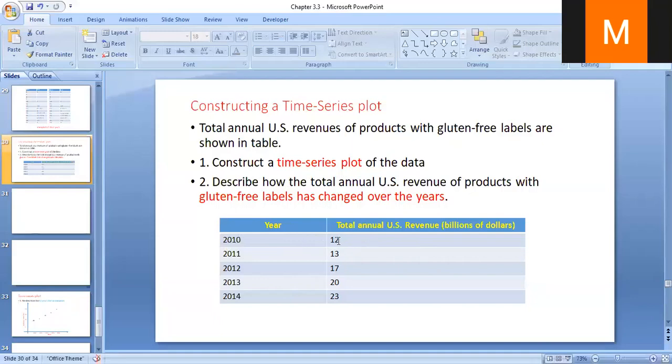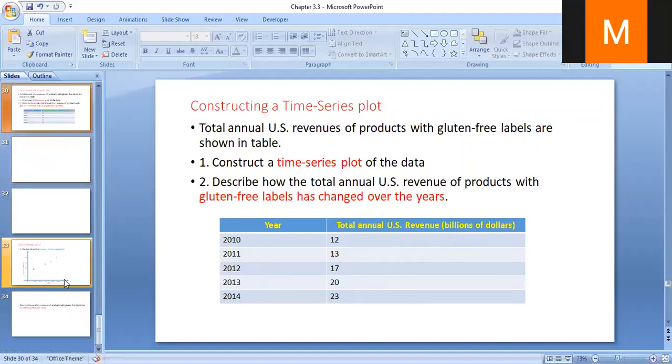We have 12 people annual US. This is the billion of dollars, 12 billion of dollars. In 2011, we had 13 billion of dollars. In 2012, we had 17 billion of dollars. 2013, we have 20 billion of dollars. In 2014, we have 23 billion of dollars.